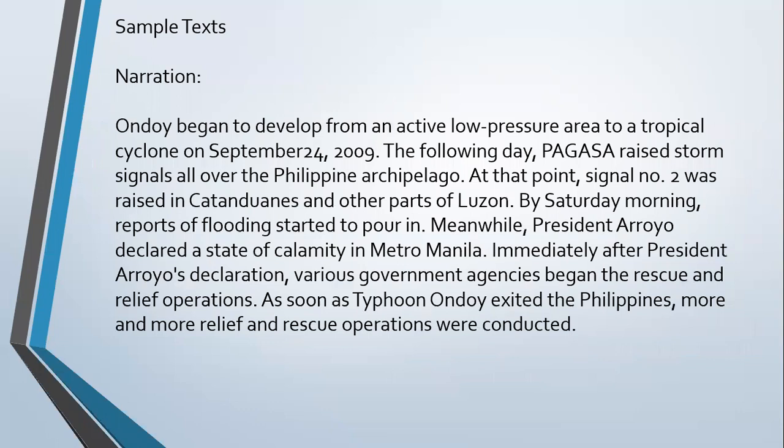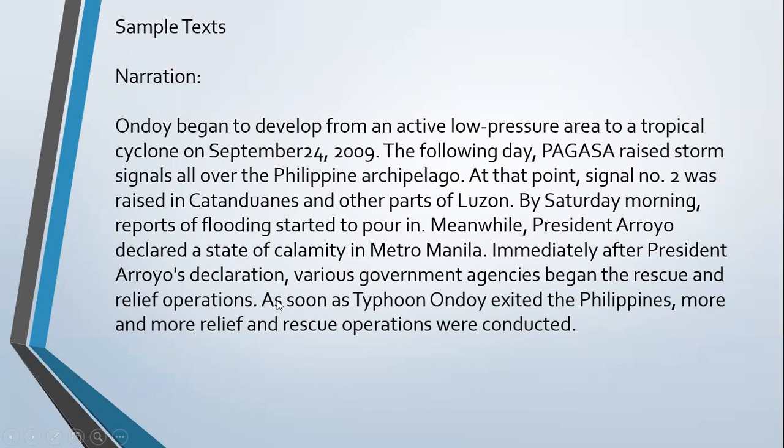Okay, example. Ondoy began to develop from an active low-pressure area to a tropical cyclone on September 24, 2009. The following day, Pag-asa raised storm signals all over the Philippine archipelago. At that point, signal number 2 was raised in Catanduanes and other parts of Luzon. By Saturday morning, reports of flooding started to pour in. Meanwhile, President Arroyo declared a state of calamity in Metro Manila.